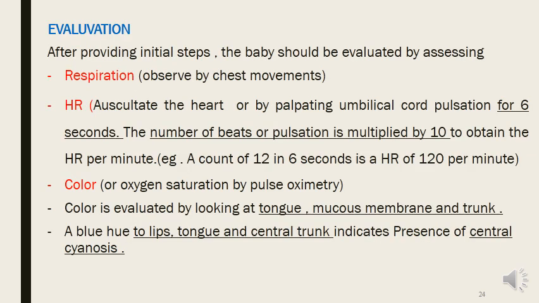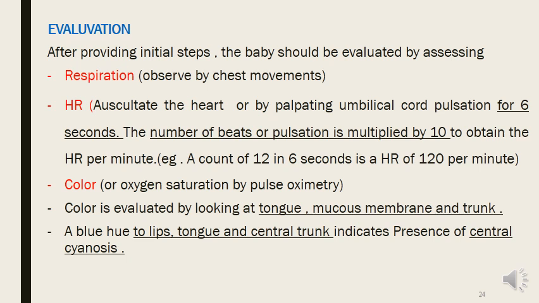Next, we can evaluate the condition of the baby after providing initial steps of resuscitation. What are the initial steps of resuscitation? We have already provided warmth, positioning and airway clearance or drying, stimulate and reposition of the baby. So, after providing these initial steps of resuscitation, the baby should be evaluated.